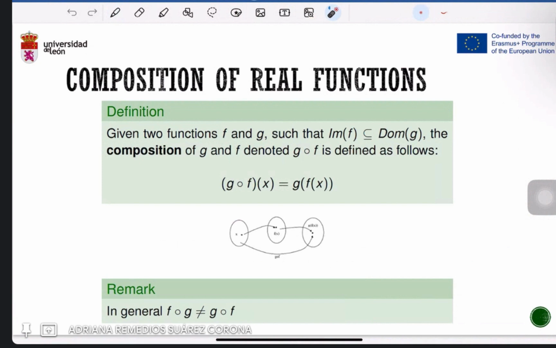We will first define what the composition of real functions is. Given two functions f and g, such that the range of f is contained in the domain of g, the composition of g and f, denoted like this, is defined as follows. So when we do the composition of g and f, what we do is first apply f and then apply g.